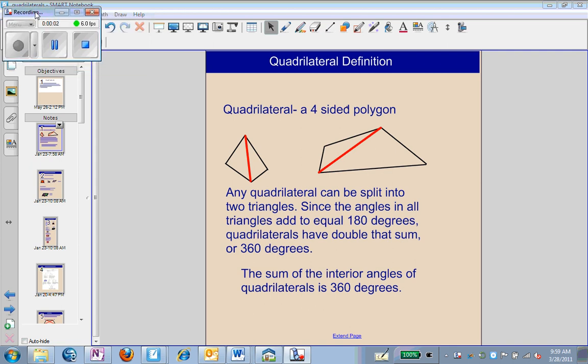Today we're learning about the properties of different quadrilaterals, and we're going to learn about, first of all, what a quadrilateral is. A quadrilateral has four sides, a polygon with four sides. And any quadrilateral can be split into two triangles.